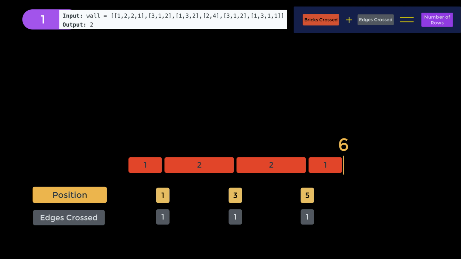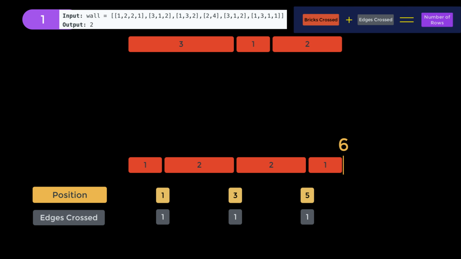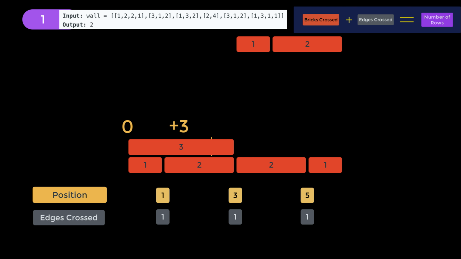Now we can move on to laying down the second row of bricks. This row has 3 bricks of size 3, 1, and 2. Since we're building a new row, we reset our position back to 0. After placing the first brick, our new position is at 3. So we increment the number of edges found at position 3 by 1.